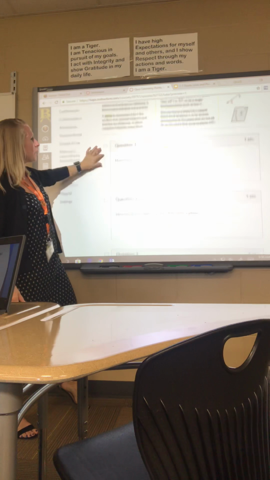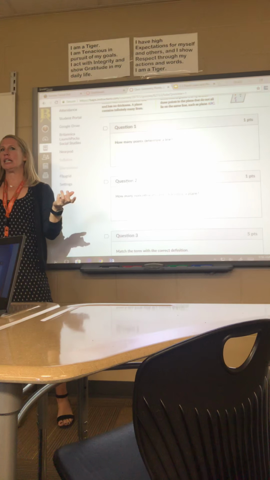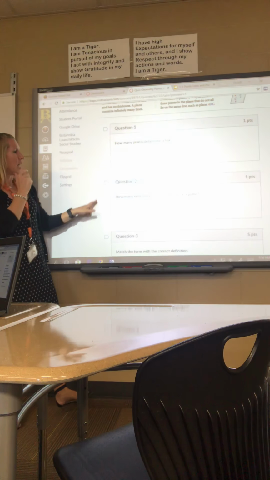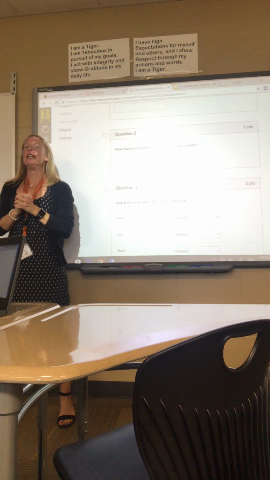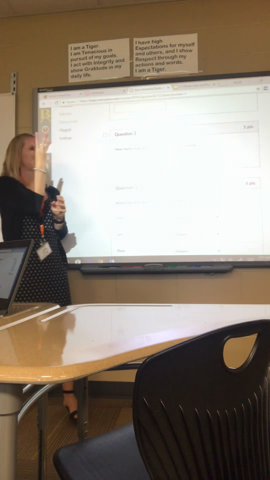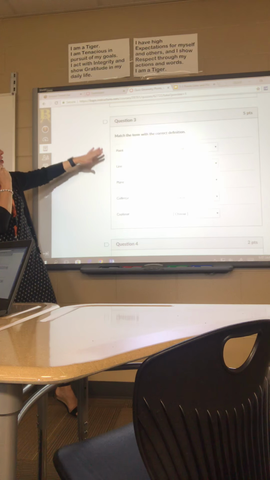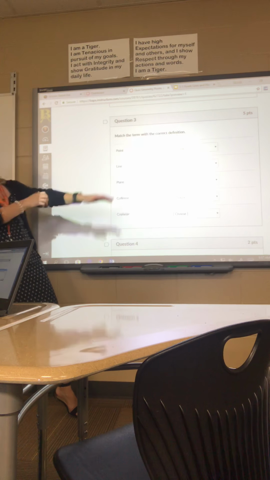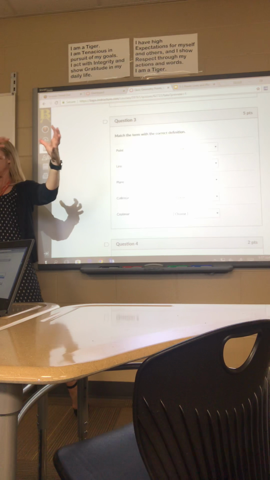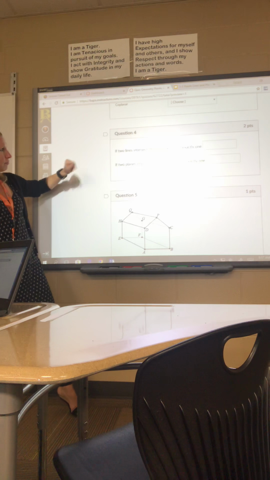Okay, so this is your assignment. How many points make a line? 2. So you just put the number 2 in there. How many non-collinear points determine a plane? 3. So 2 make a line, 3 make a plane. Okay, so now you're going to match with the correct definition. You do have your notes page there if you need to go back and look.